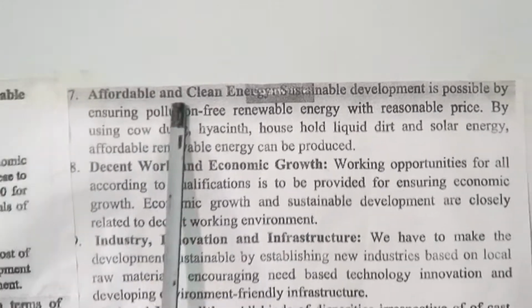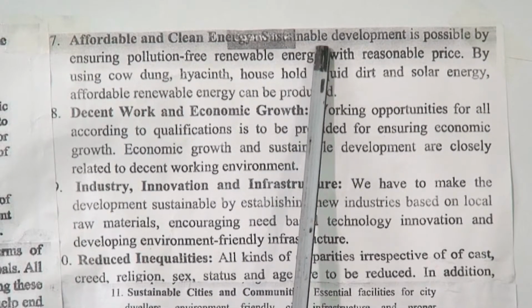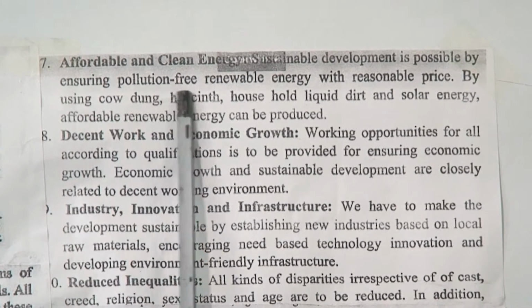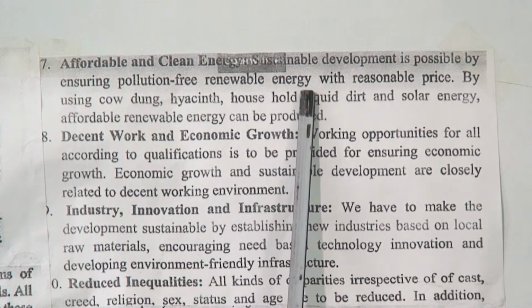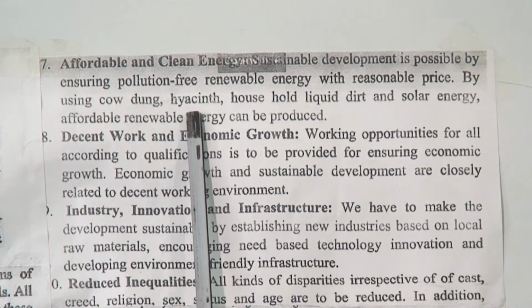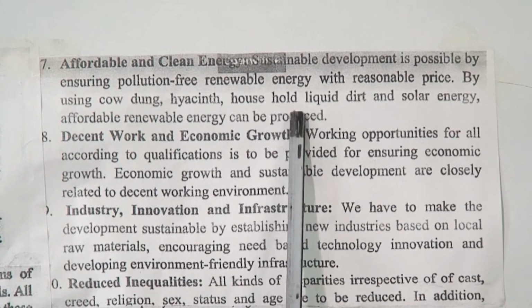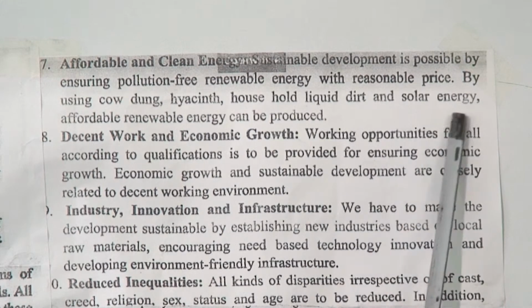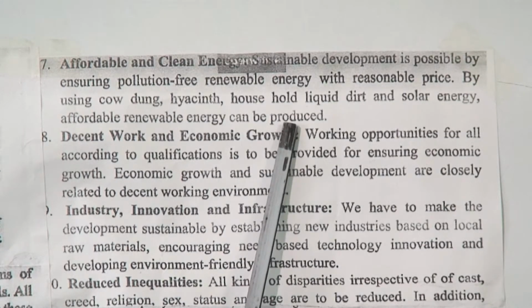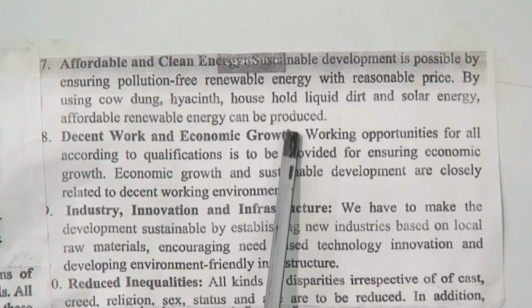Now let's have a look at number 7, affordable and clean energy. Sustainable development is possible by ensuring pollution-free renewable energy at a reasonable price. By using cow dung, hyacinth, household liquid waste, dirt and solar energy, affordable renewable energy can be produced. We can use them for a second time.